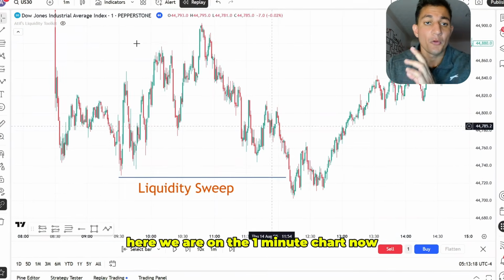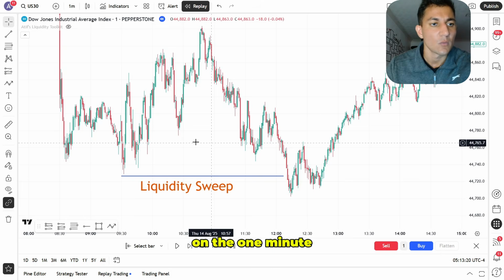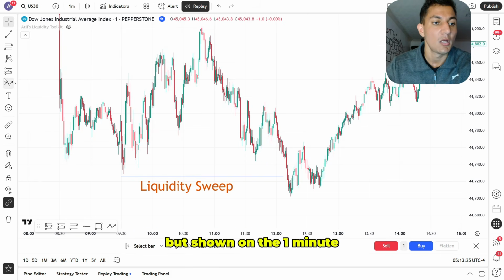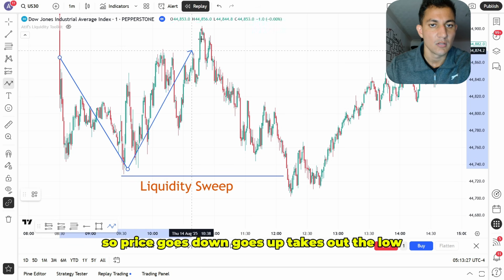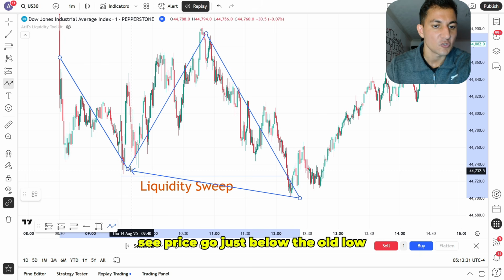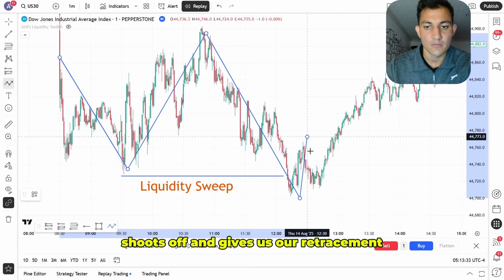Okay, so here we are on the 1 minute chart now, because I want to give you an entry on the 1 minute. And here is essentially the liquidity sweep that we talked about on the 5 minute chart, but shown on the 1 minute. So price goes down, goes up, takes out the low. Remember how I said we want to see price go just below the old low, shoots off, and gives us our retracement.